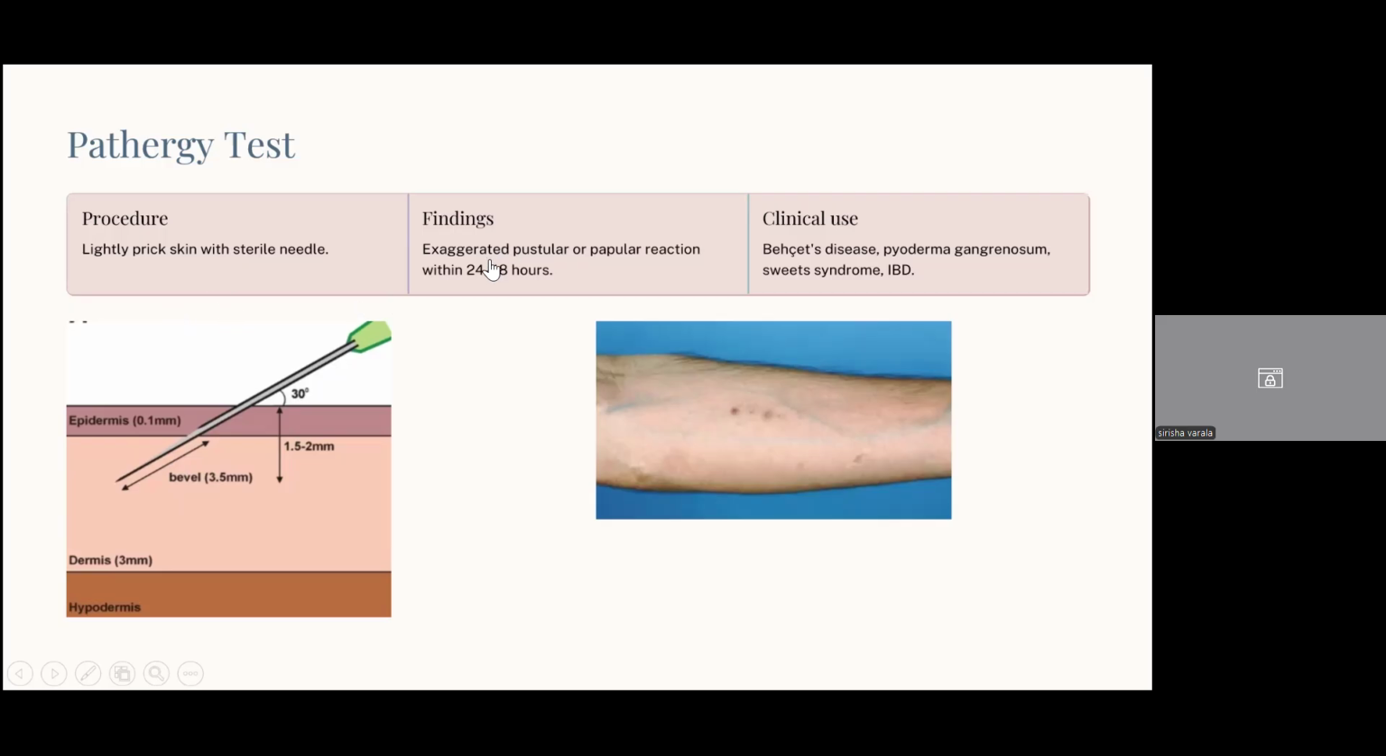So what are the findings? We see an exaggerated pustular or papular reaction within the next 24 to 48 hours. So you see it at 24 hours, you also see it at 48 hours, and you see something like this here in the clinical picture. But simple erythema is not positive. You need to have a papule which is more than 2 mm or a pustule, which is definitely a stronger reaction. So there has to be some indurated reaction here. And it is very classical of Behçet's disease, but can also be seen in pyoderma gangrenosum, Sweet syndrome, IBD, etc.